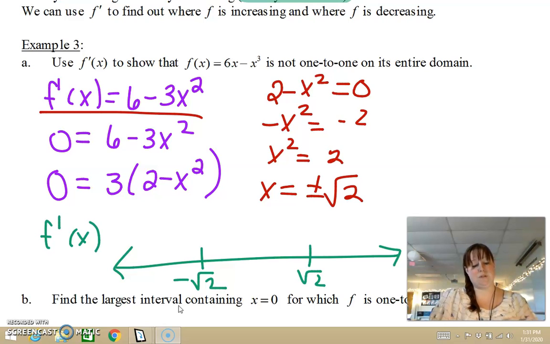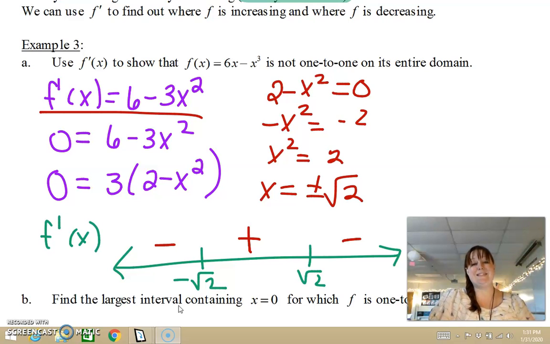Well, when I plug in 0, this is positive. So that means the function is increasing at that point, right? Well, when I plug in some number smaller than negative root 2, like negative 5, this is going to be negative. And when I plug in a positive 5, this is going to be negative as well.